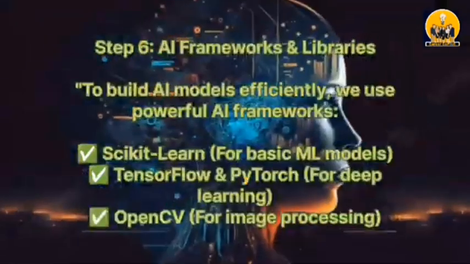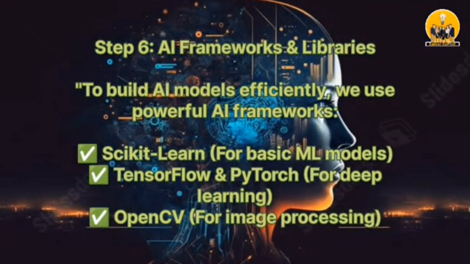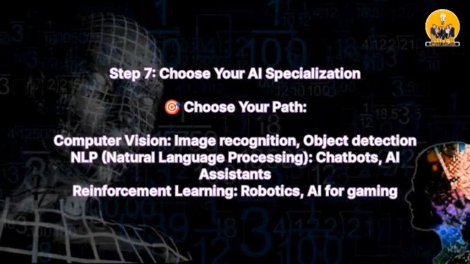Step 6: AI frameworks and libraries. To build AI models efficiently, we use powerful AI frameworks. Scikit-learn, for basic ML models. TensorFlow and PyTorch, for deep learning. OpenCV, for image processing.